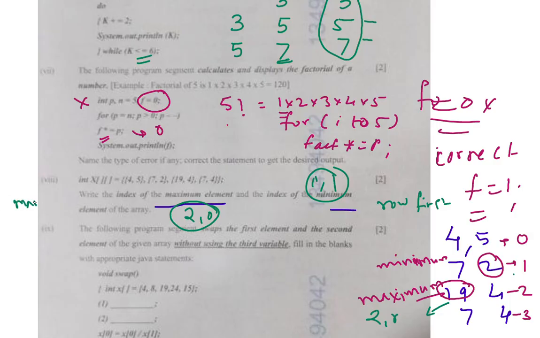2 comma 0 and 1 comma 1 should be your answer. Let's have maximum 1 comma 1 and minimum you will have 2 comma 0. This is the way. This is my column 0 and column 1 and this is row. So you always give row number first and column number later. Here row number is 2 and column number is 0. Hope you have understood this.